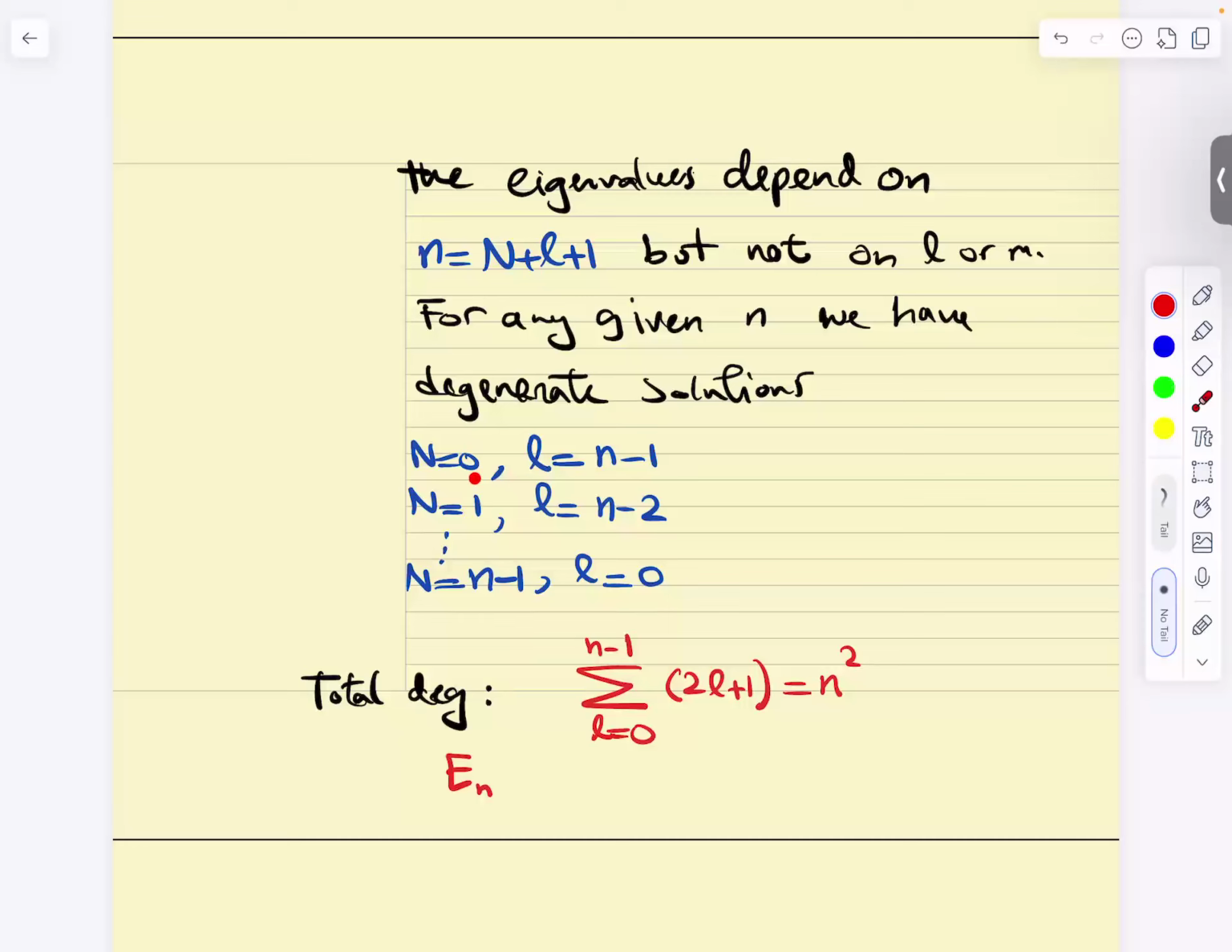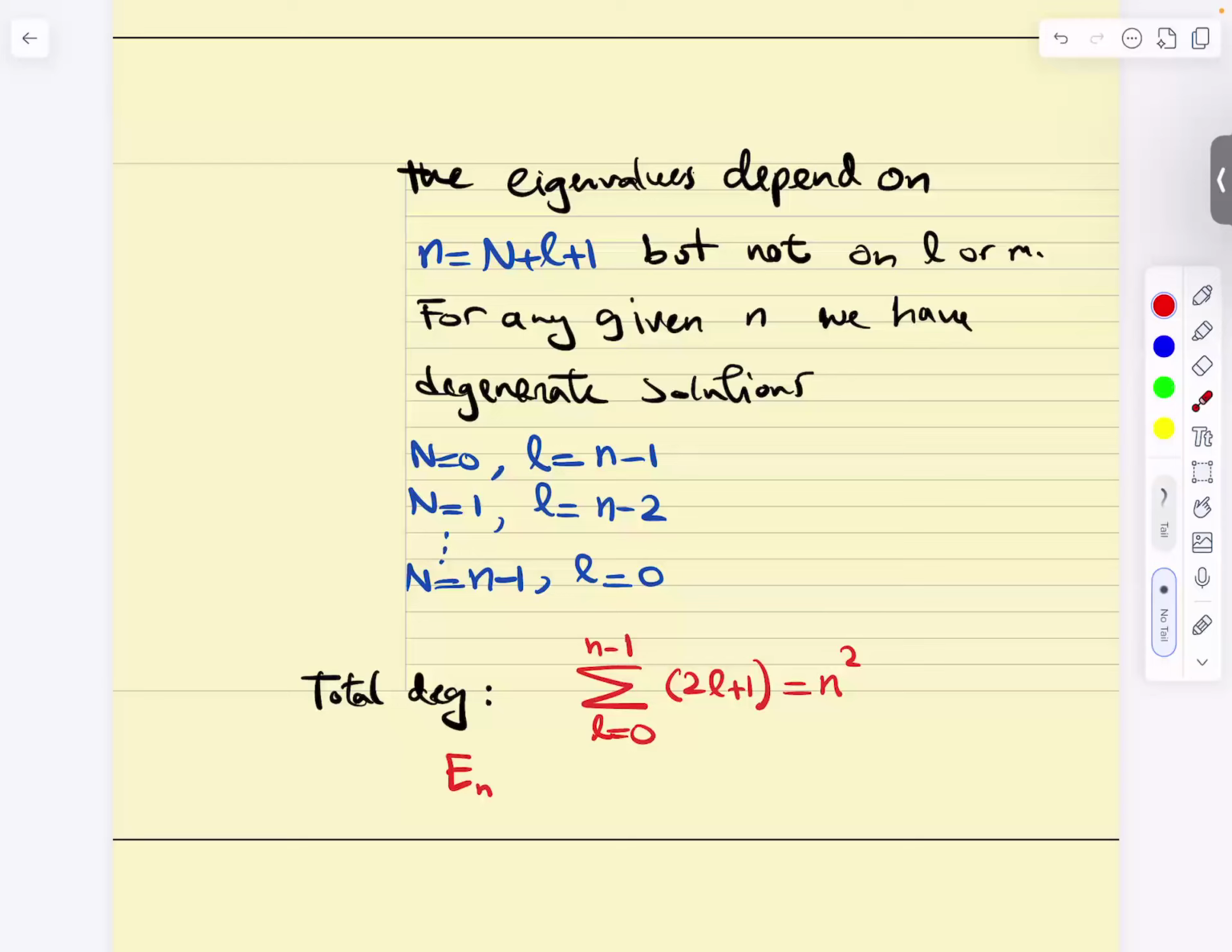Let's pick a given n, so we're looking at all the eigenfunctions of fixed energy. How many different ways can we arrange for this? First, capital N is 0 and L is n minus 1. It's a set of solutions with this energy.